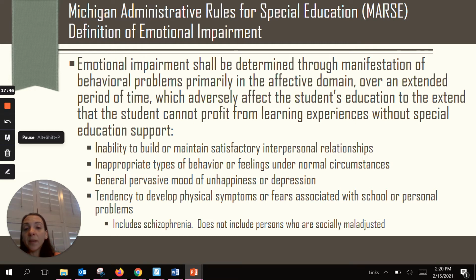General pervasive mood of unhappiness or depression. So this might be a student who has an outside diagnosis of major depressive disorder or some type of anxiety disorder. And this often goes with the tendency to develop physical symptoms or fears associated with school or personal problems. So oftentimes there are outside diagnoses of school phobia, and there's nothing in the federal or the state legislation that makes that eligible for special education services, but many districts often do put that under the emotional impairment because there is an outside diagnosis of depression, and that goes along with that pervasive mood of unhappiness or the tendency to develop those physical symptoms or fears.